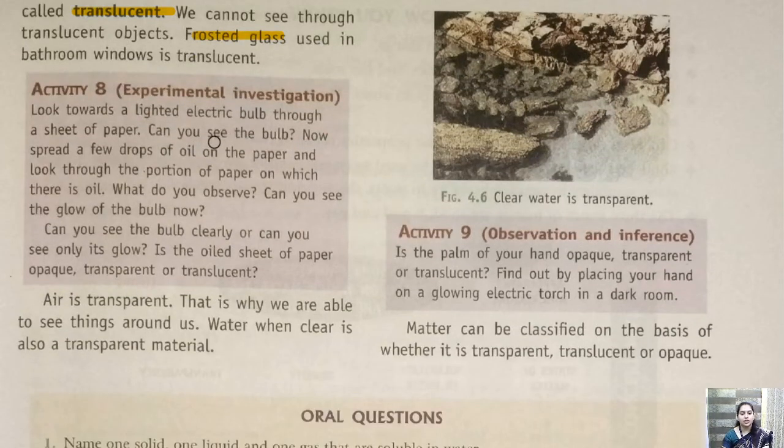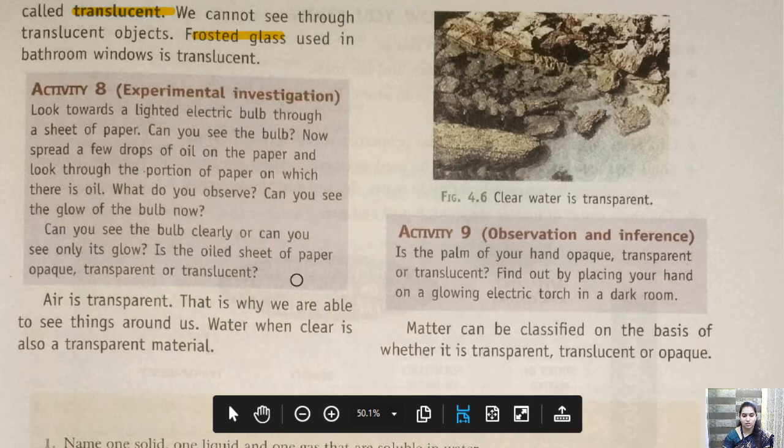Okay. Children, there was one question: how can you make any paper translucent? If you want to make any paper translucent, what will you do? You will put a few drops of oil over the paper, 2-3 drops of oil, and then you will see that the paper has become translucent. Got it? So this is how you can make a translucent object.